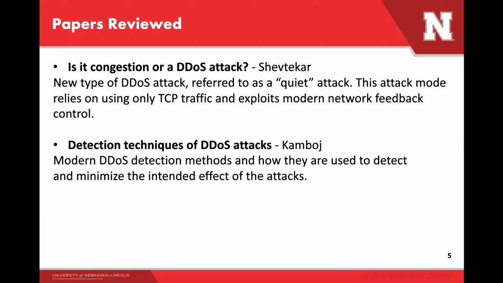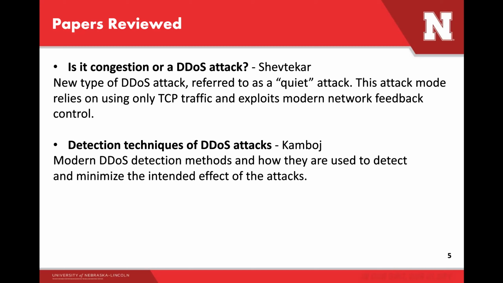The reason why it's referred to as a quiet attack is that since it's a distributed TCP traffic attack, and the packets only request under a certain amount of data from the servers, a lot of times the servers can't detect that it's an attack versus congestion. That's the next paper that I'll be talking about here, which is called Detecting the Techniques of DDoS Attacks. It is about modern DDoS detection methods and how they are used to detect and minimize the intended effects of the attack.